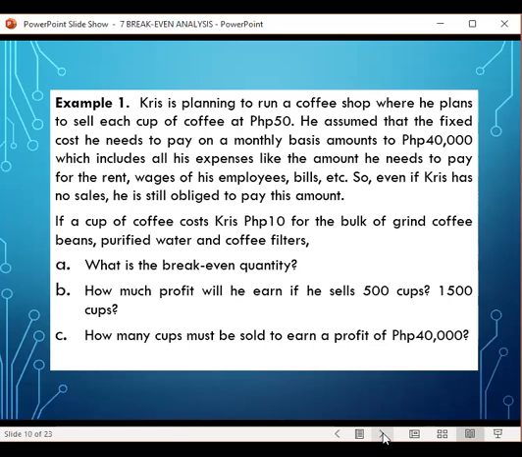Now, a cup of coffee costs 10 pesos for a bowl of ground coffee beans, purified water, and coffee filters. So approximately there is only 10 pesos variable cost per cup. So what will be the break-even quantity? And how much profit will he earn if he sells 500 cups or 1,500 cups? And lastly, how many cups must be sold to earn a profit of 40,000 pesos?